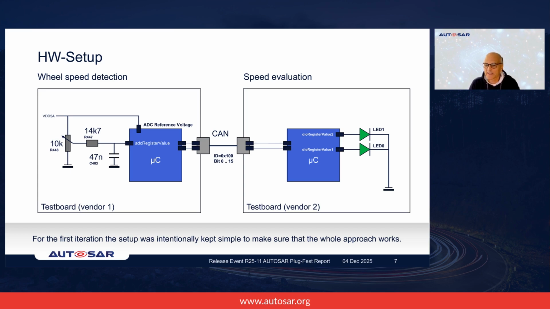And on the left-hand side, you can see a kind of wheel speed detector. And on the right side, we have a speed evaluation, a vehicle speed evaluation, and two LEDs indicating if there is an error, if the speed is between 0 and 200 kilometers per hour, or even above.